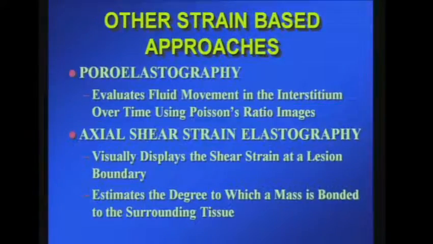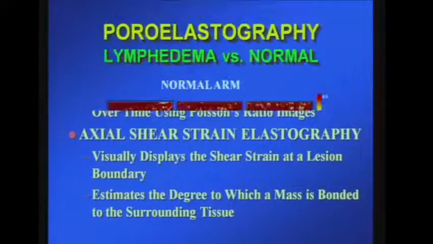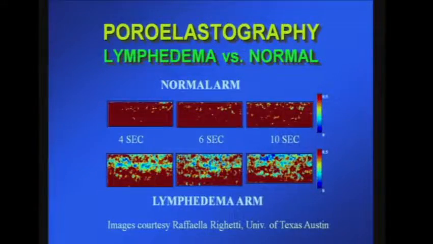There are a couple of other strain-based approaches I wanted to mention that have potential for the future. One is poroelastography, which evaluates fluid movement in the interstitium over time using what we call Poisson's ratio. Finally, there's the axial shear strain method, which looks at how well a lesion is bound to the surrounding tissues and creates images of that parameter. This is the poroelastogram of a normal arm versus an arm with lymphedema.